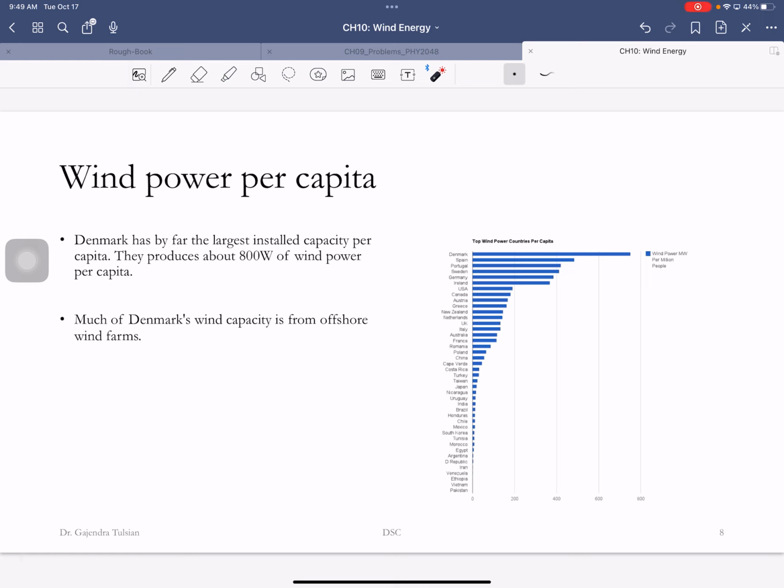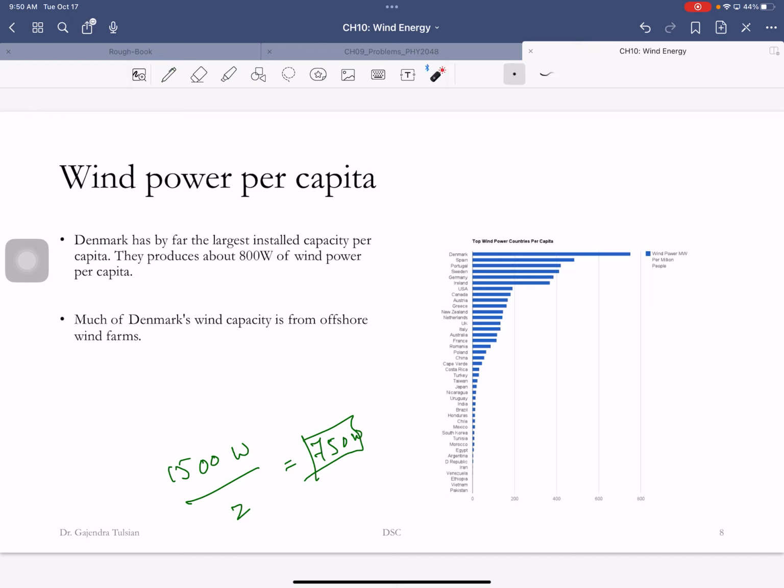Wind per capita. What does this number mean? It's the wind energy produced per person living in that country. In the US, on the average, a household runs on 1,500 watts. This is the power consumption on the average per household. And let's say if there are 2 people living in a house, so 750 watts is needed to run a house per person.